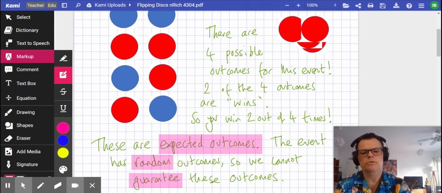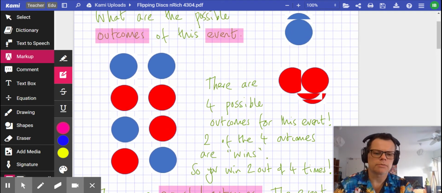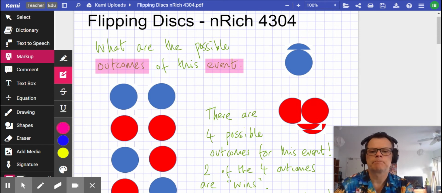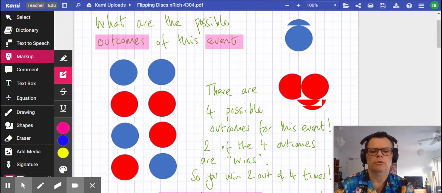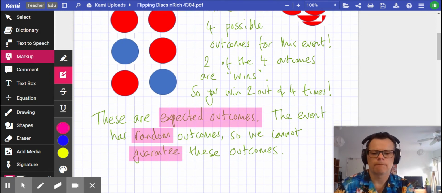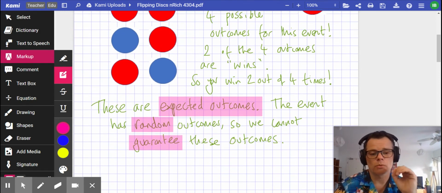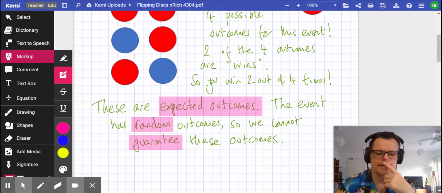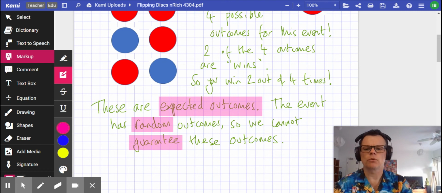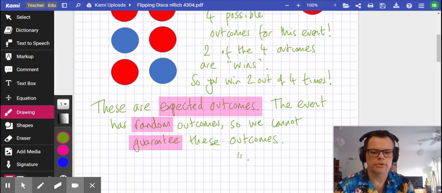Let's recap some of these words, because they're powerful words in mathematics. You have to know the language of mathematics to be able to do mathematics. So we've got outcomes, we've got event, we've got expected, we've got random, we've got guarantee, and then another word, chance, that I've used there. In any random event, you've got a chance of something happening or not. And so let me just write that word down as well. You may have heard this word before, chance.